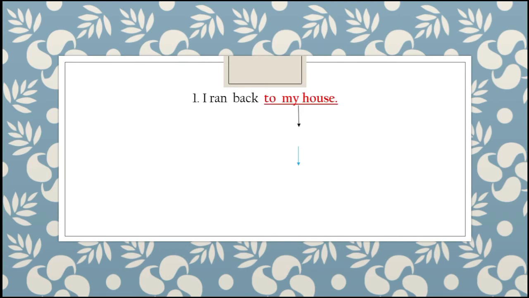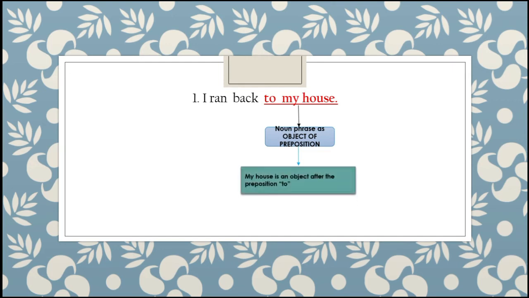Now I'm going to explain my analysis of the noun phrase practice in six paragraphs. The first one is I ran back to my house. To my house is a noun phrase as object of preposition because my house is an object after the preposition to.